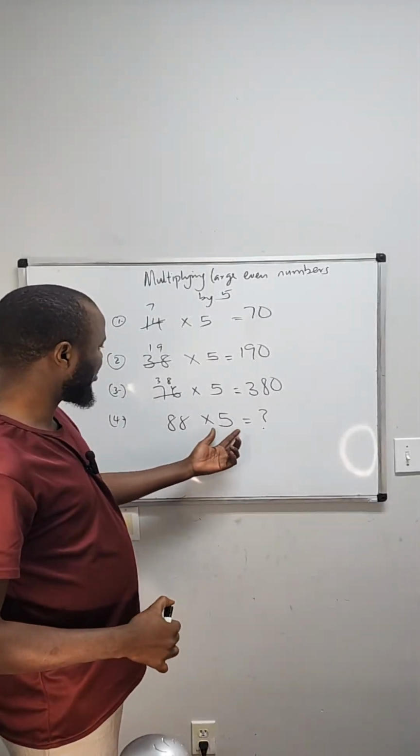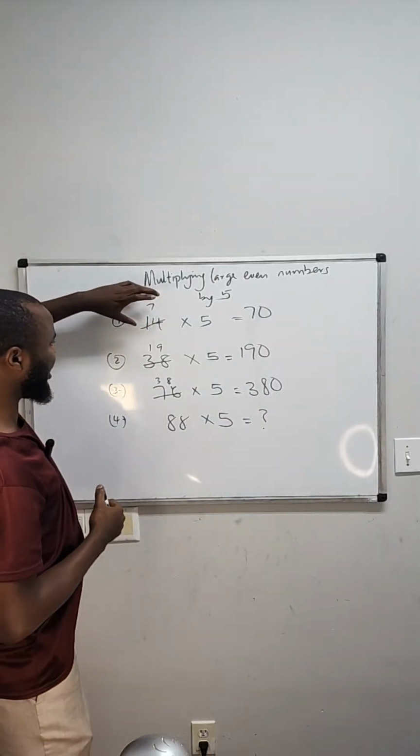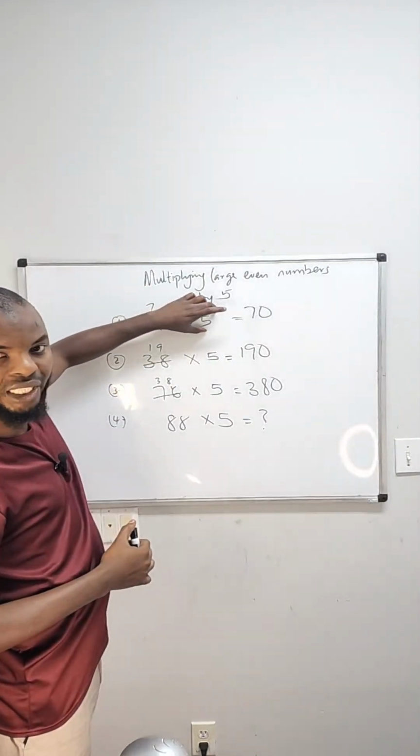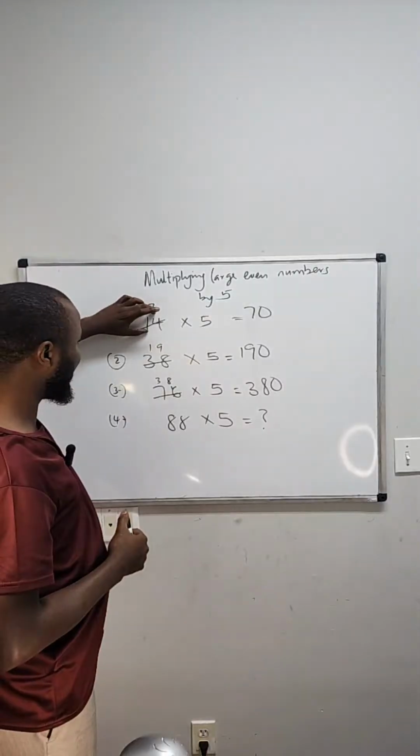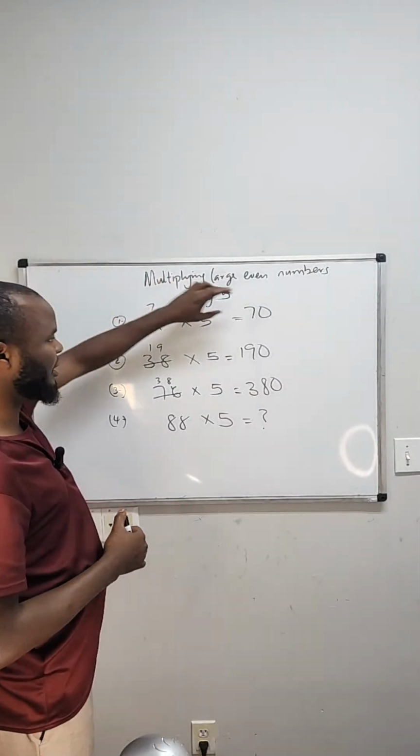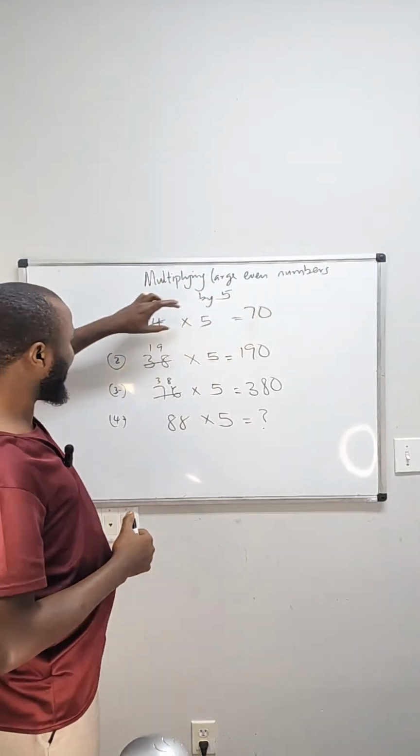Okay, 88 times 5. So what I've been doing so far is, since we know that 5 is half of 10, half of 14 is 7, add 0 to it. Here we have 19.